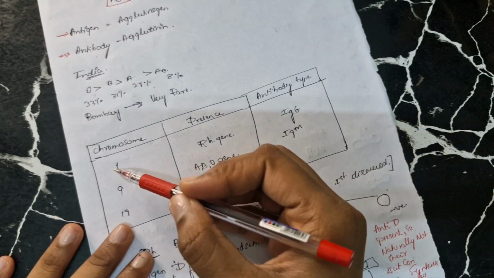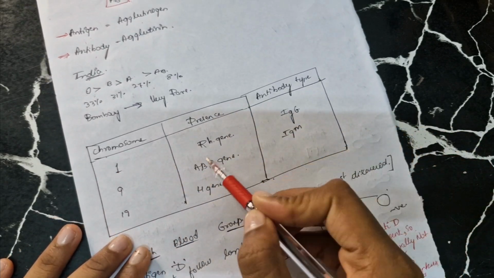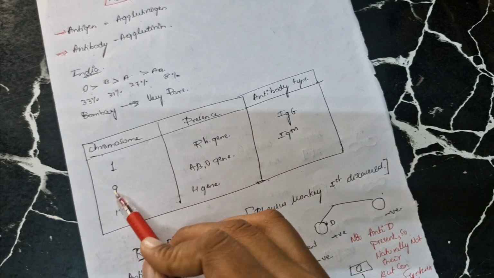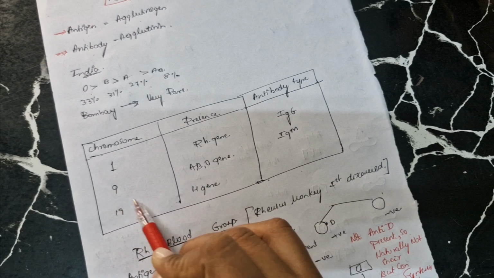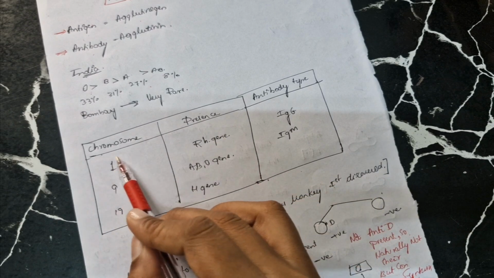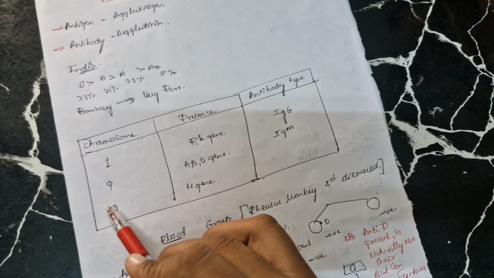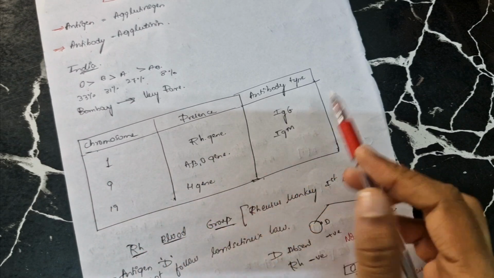The chromosomes for the presence of these genes: the ABO blood group gene is on chromosome 9, the H gene will be present on chromosome 19, and the RH gene will be present on chromosome 1. So 1, 9 and 19 for RH, ABO and H gene.